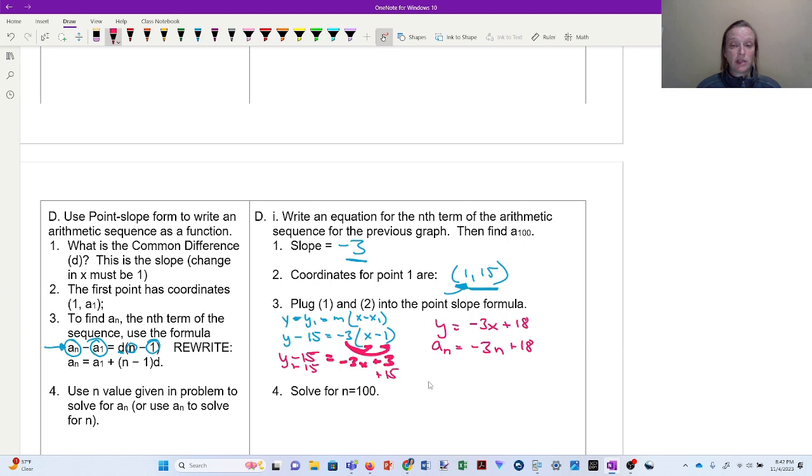Now that I have a formula here, I can solve for whatever term I want, either the 100th term, the 1000th term. It's quite simple at this point. So we just take this 100 and we plug it in for n. So we get a sub n equals -3 times 100 plus 18. So we have -300 plus 18, which is -282. And that's the value for the 100th term. So all we had to do was use that n value given in the problem to solve for a sub n.